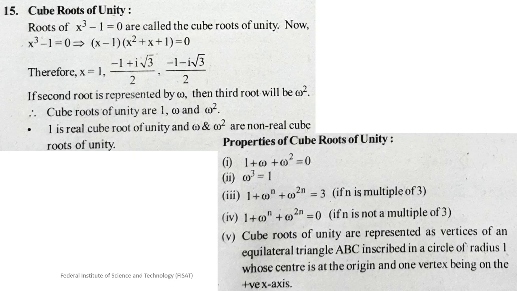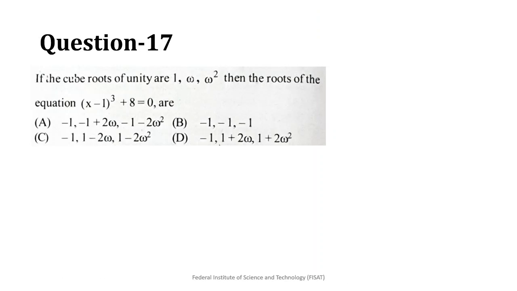Next is cube root of unity. The roots of the equation x cube minus 1 equals 0 are called the cube roots of unity. The cube roots are given by x equals 1, minus 1 plus root 3 i by 2, and minus 1 minus root 3 i by 2. They are called 1, omega and omega square respectively. So the properties are that 1 plus omega plus omega square equals 0, and omega cube is equal to 1. These are the two important properties which we have to consider while doing problems.